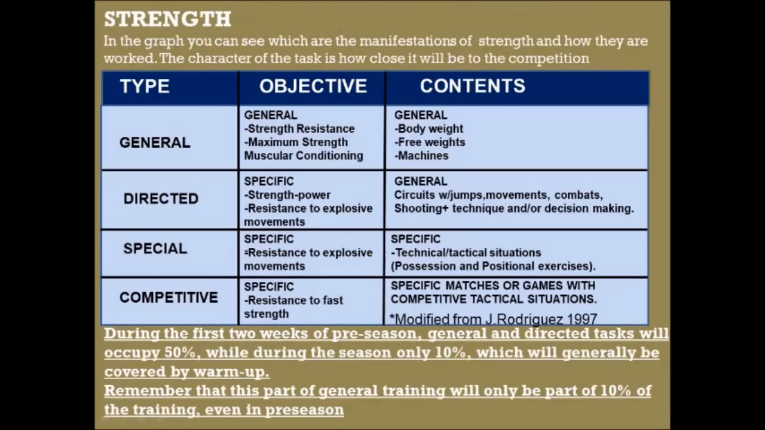Strength. In the graph, you can see which are the manifestations of strength and how they are worked. The character of the task is how close it will be to the competition. Okay, so the type of task for strength will be general resistance, maximum strength, muscular conditioning, and the contents will be using body weight or free weights or machines. The directed type of exercise for strength will be strength power, resistance to explosive movements, and how we're going to do them with circuits, with jumps, movements, combat, shooting, technique, and all decision making.